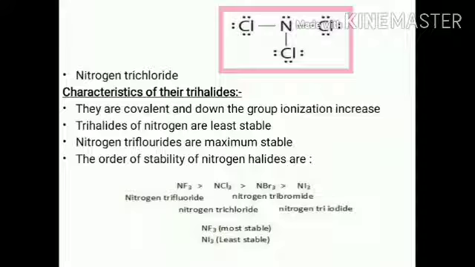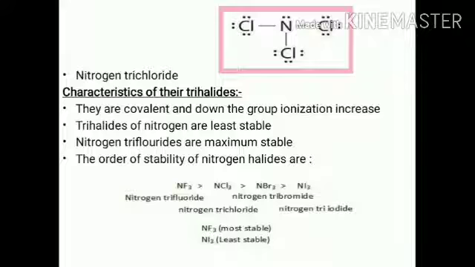Because nitrogen contains 5 valence electrons, the formula is NCl3 and it contains 1 lone pair of electrons. Due to the repulsion between the lone pair and the bond pair, the geometry is distorted, so we can say the geometry is pyramidal. Characteristics of the trihalides.